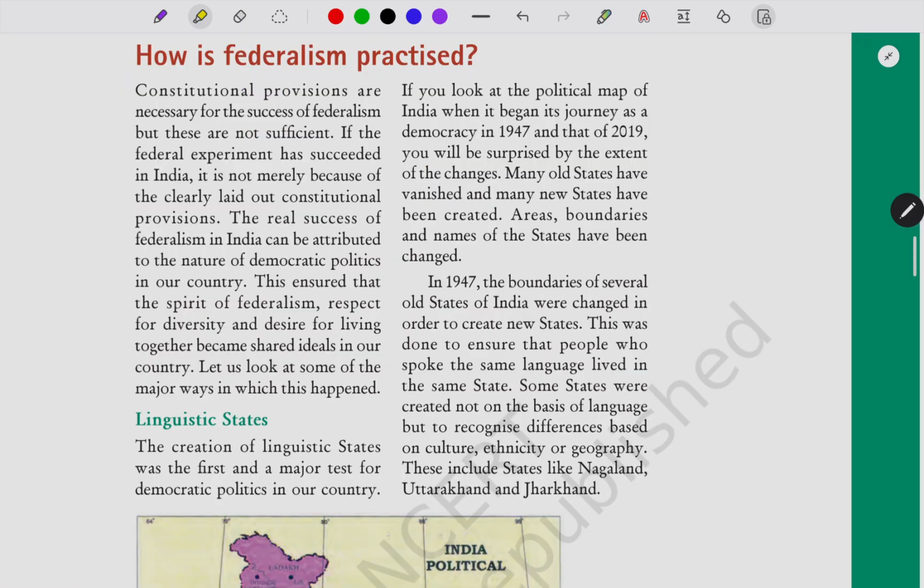The next part: how is federalism practiced? Constitutional provisions are necessary for the success of federalism, but these are not sufficient. If the federal experiment has succeeded in India, it is not merely because of the clearly laid out constitutional provisions. The real success of federalism in India can be attributed to the nature of democratic politics in our country. This ensured that the spirit of federalism, respect for diversity, and the desire for living together became shared ideals in our country. Let us look at some of the major ways in which this happened.